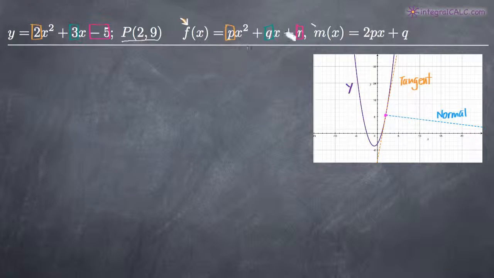So knowing p, q, and r, we want to plug those into this m of x equation to get the slope of the tangent line. So that's how we're going to do it.